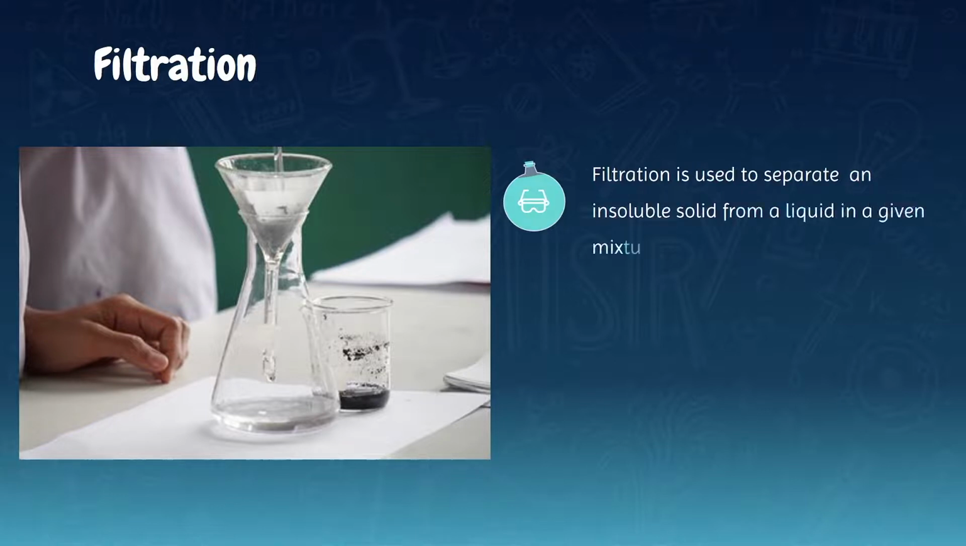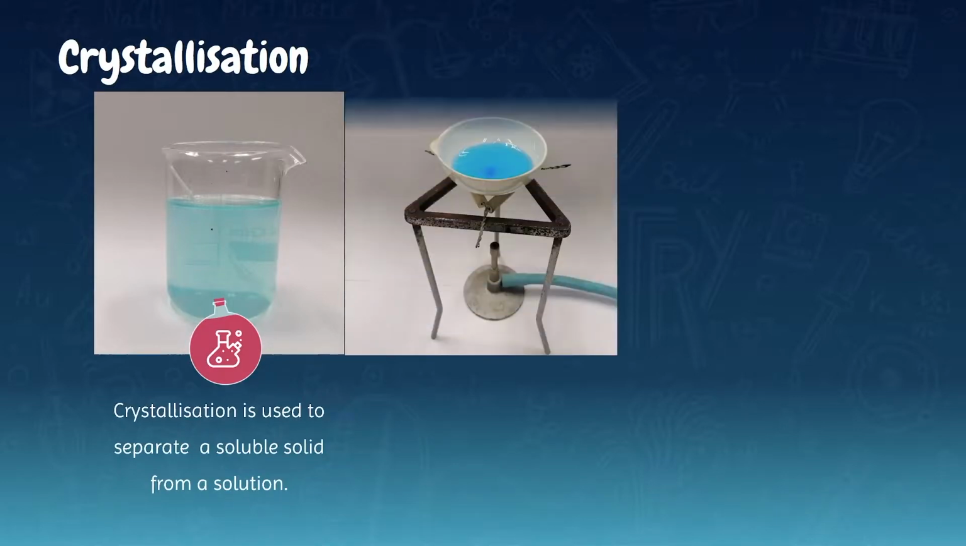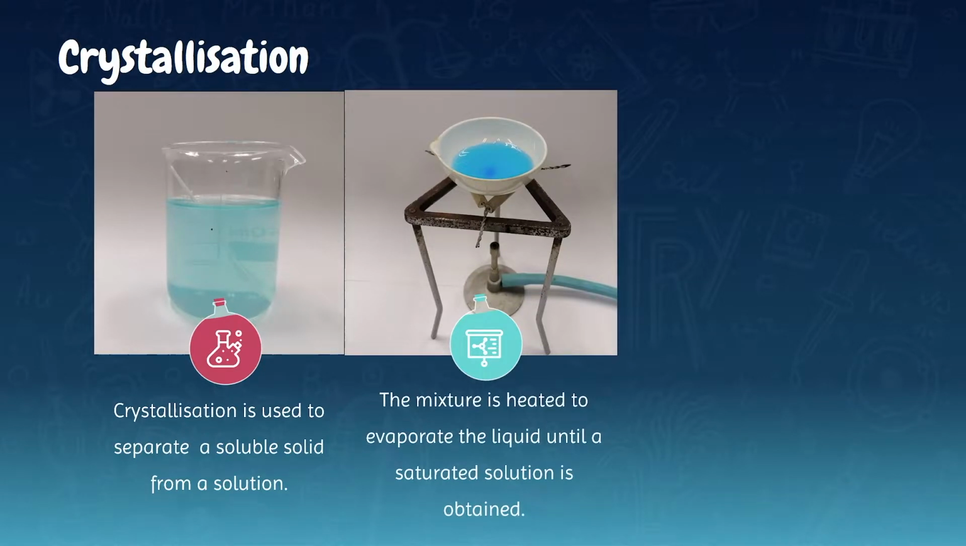Filtration is usually used to separate small undissolved solid particles from a liquid. From a suspension of copper II carbonate in water, copper II carbonate can be obtained by performing filtration. Crystallization is used to separate soluble solids from a solution. This method involves evaporating the liquid from the mixture to form a saturated solution until the solid is formed.